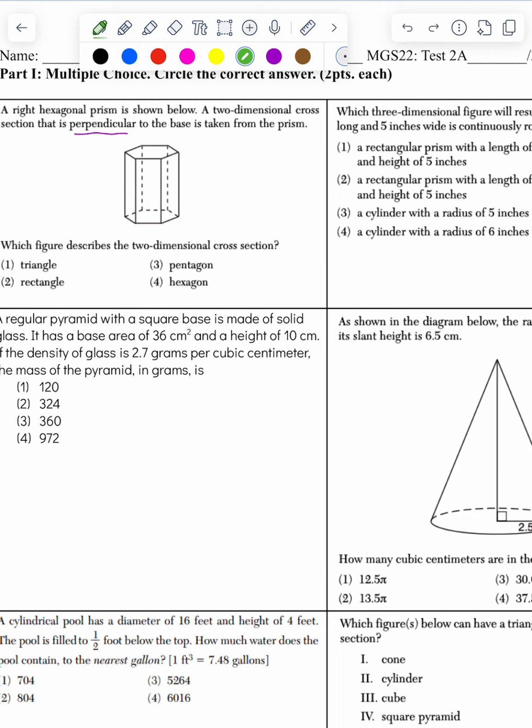But unfortunately, this question is perpendicular to the base, which means that we are cutting it vertically. So if you cut a prism vertically, it will be the same as the faces, which here are rectangular, so it will be a rectangle.